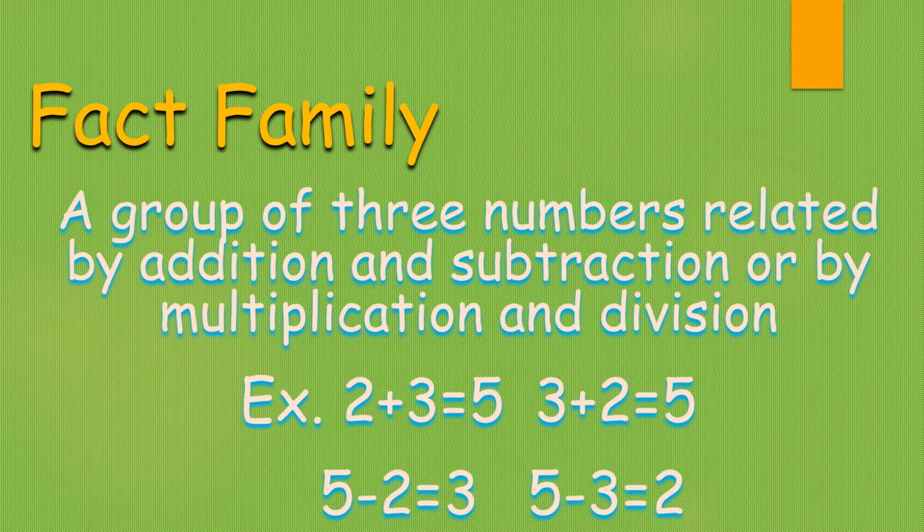Fact family, a group of three numbers related by addition and subtraction or by multiplication and division. Let's see. Example, 2 plus 3 equal to 5, 3 plus 2 equal to 5, 5 minus 2 equal to 3, 5 minus 3 equal to 2, right?